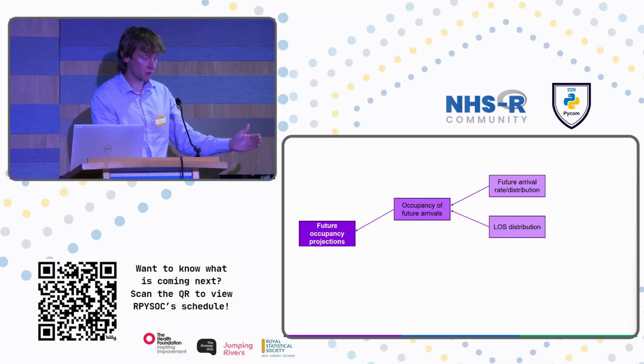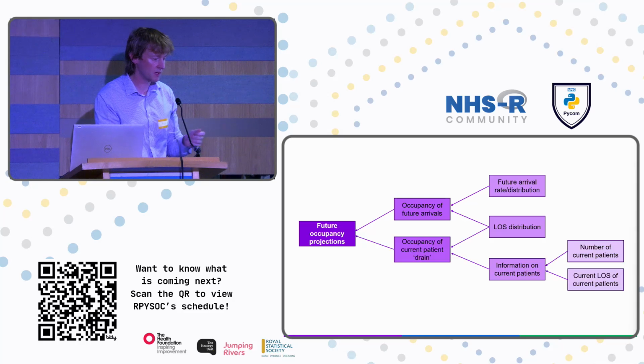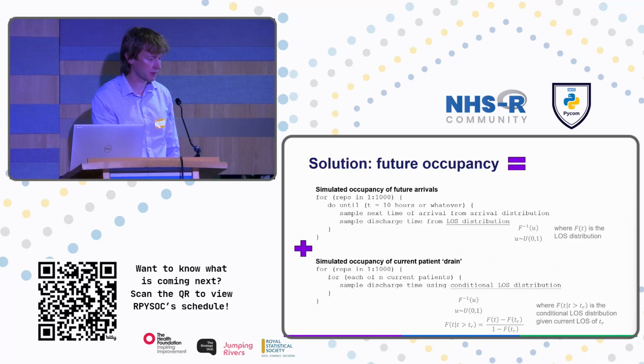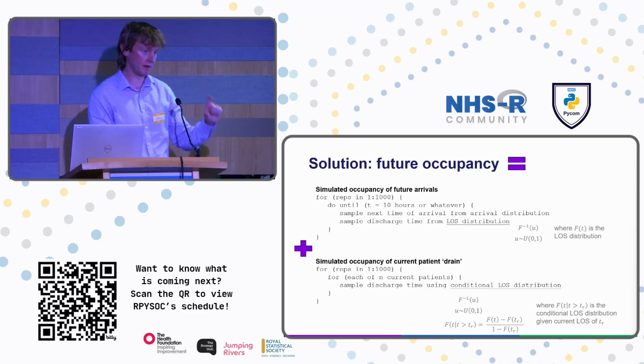It's the occupancy of the future arrivals, and we've got some information there we can use to model that forward, and the occupancy relating to the current patient drain. And we need some information on the current patients. We need to know the number of current patients and the current length of stay, the partial length of stay of those. And if we have that information, then we can simulate it with 2 discrete event loops.